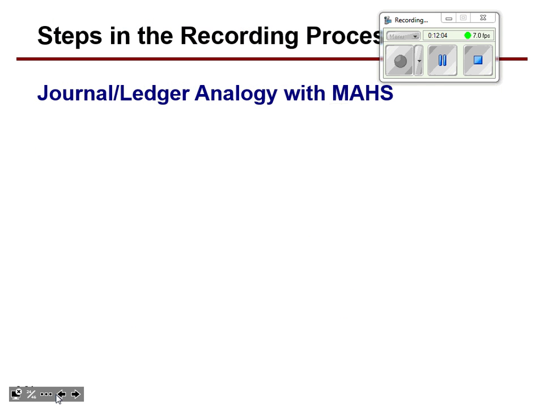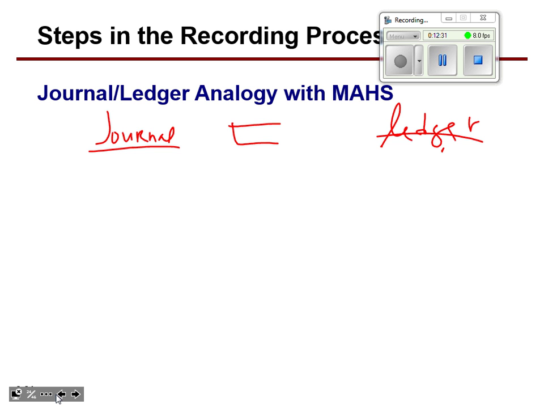I like to use a quick analogy to what just happened on Friday. Okay? You all started your day. I'm going to write journal and ledger. Oh, sorry. What's it called when we get one moved over to the other? Okay, good.